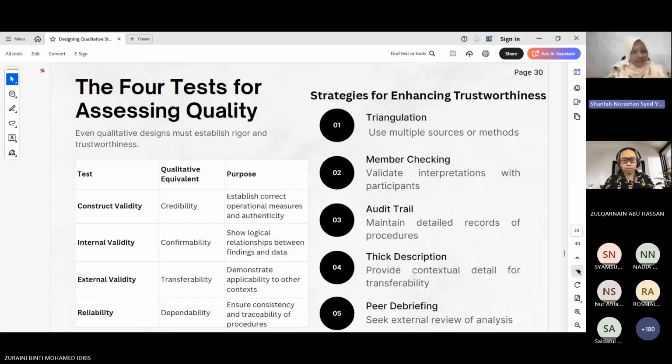Yeah, Prof. I'm Haslina. I just want to confirm about this triangulation. I'm confused about these two things. There is mixed method and one more is triangulation, right? Actually, the triangulation is not a mixed method, right? No, it's not. Can you explain that actually?